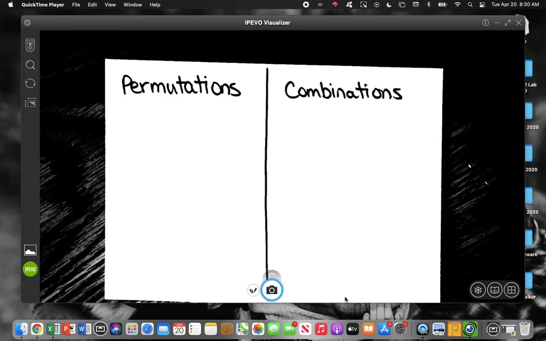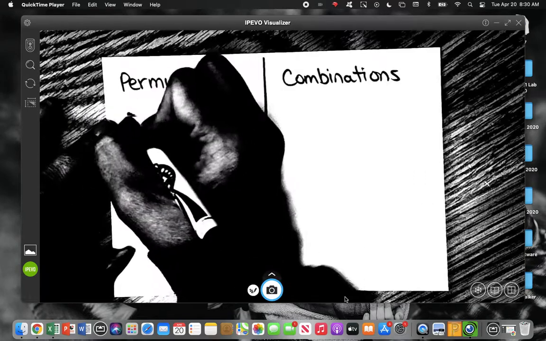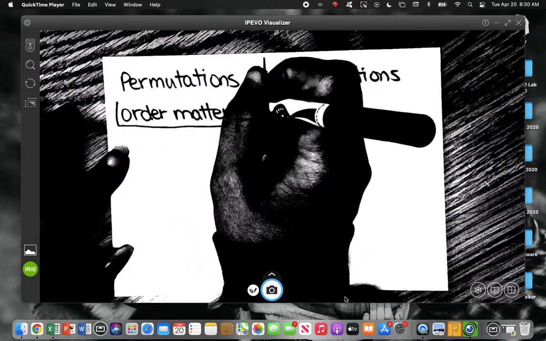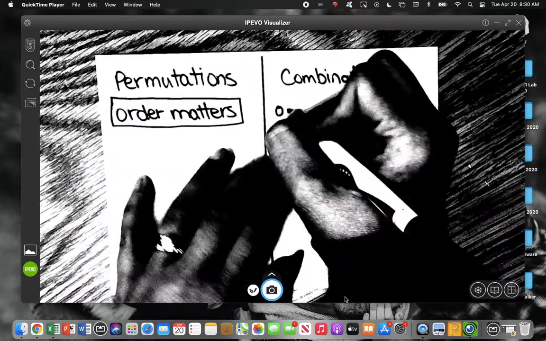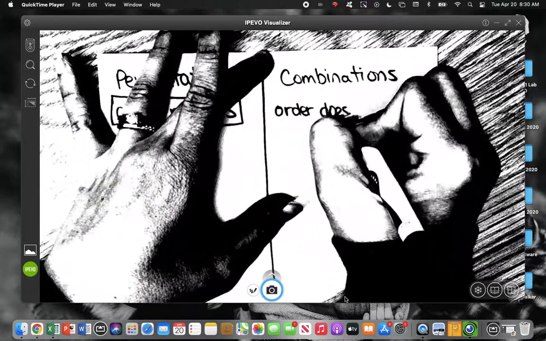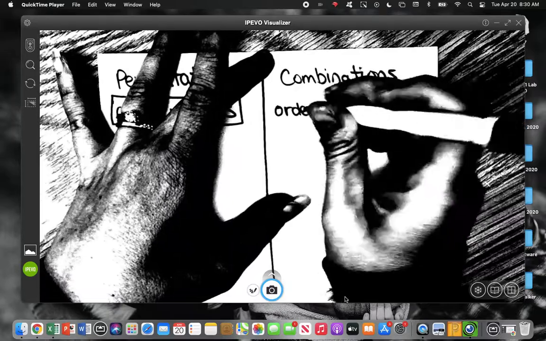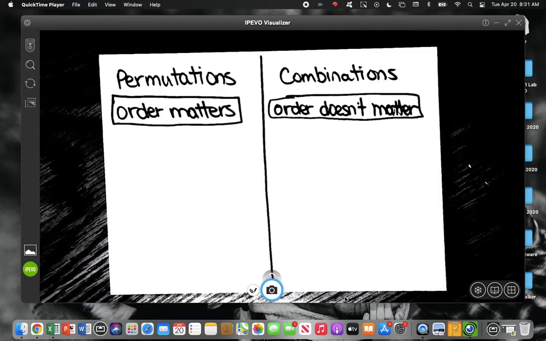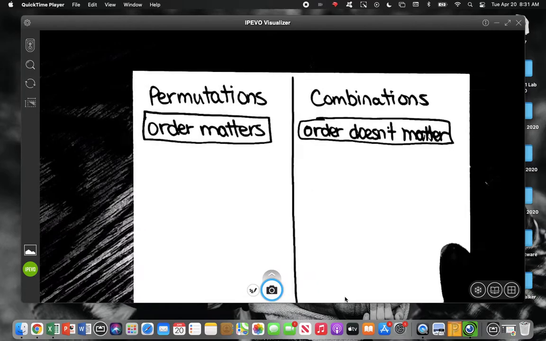We're just going to make a little cheat sheet because tomorrow you guys will have a study guide. And I know that we did this in the packet, but I think if I have it simplified a little bit, it might be a little bit easier. So permutations is when order matters. Order matters. All right, so in combinations, order doesn't matter.